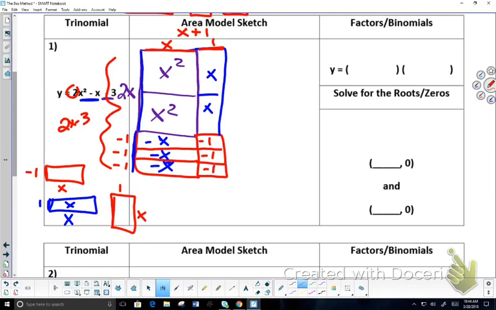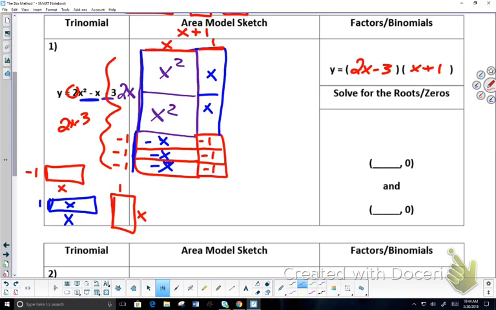So the area of this entire rectangle would be this side times that side, correct? Yes. Those are called factors. Factors are things that multiply. Well, if I take 2x minus 3 and I multiply it by x plus 1, what will I get? The answer's on the board. What I started with, 2x squared minus x minus 3.